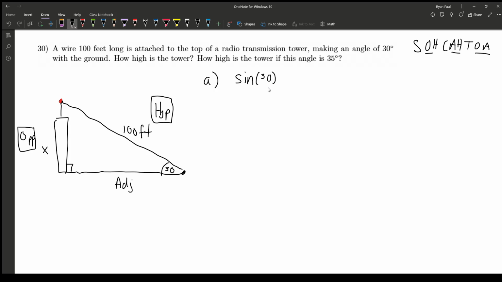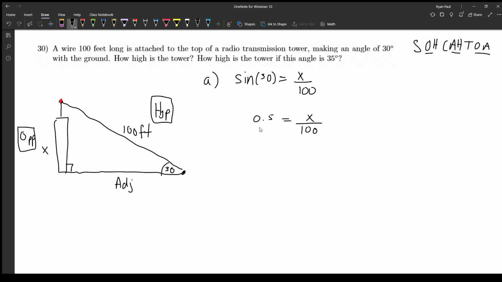If your calculator is not in degrees, you may have to change it to degree mode. Not may have, you should, if you're going to use the calculator. If not, you should use the unit circle. So sine of 30 is equal to opposite, which is x, over hypotenuse, which is 100. Now, I know that sine of 30 is a half, but if you did not know that, you could just type it into your calculator and get that number, or look at a unit circle and hopefully you get the number as well.